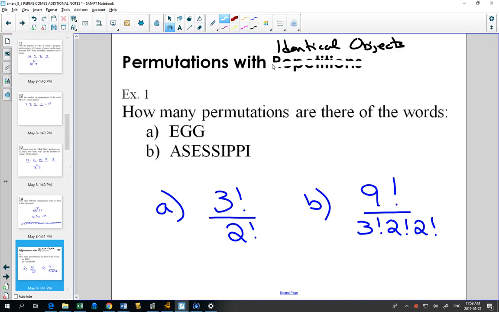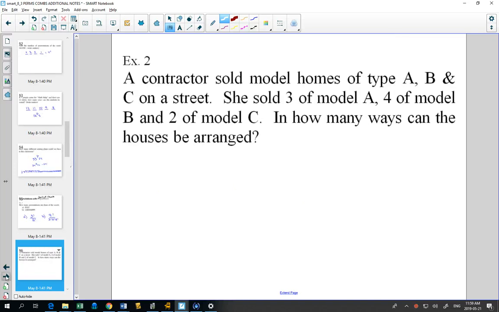So it's another strategy, and you have to be able to interpret a question and say, is this a question with identical objects? If it is, how could I change it into a word with letters that repeat in order to solve it? So this is like example 2 here.